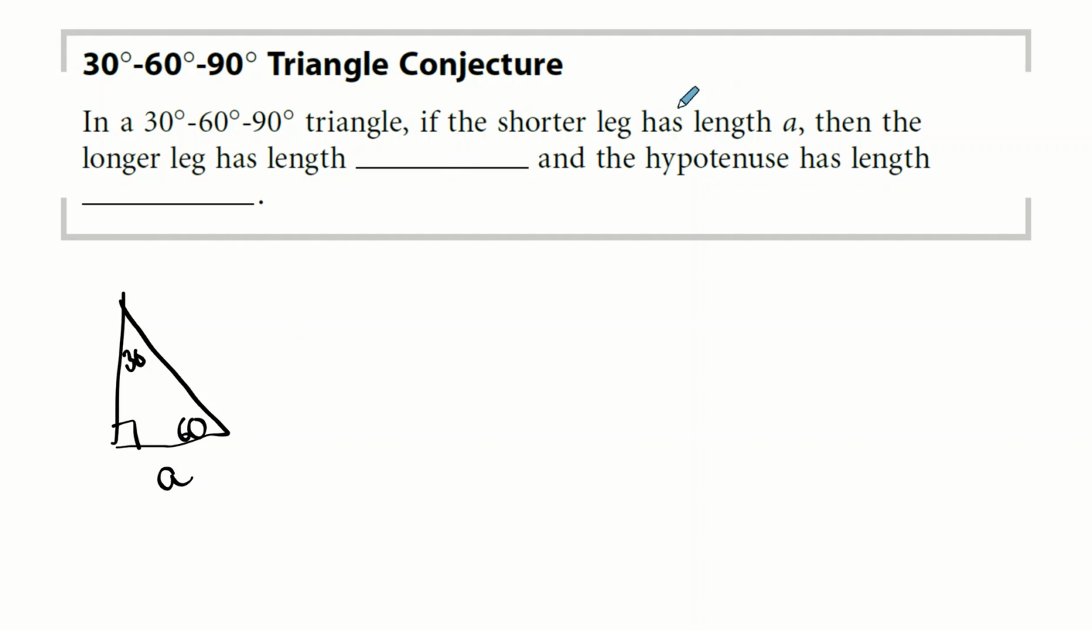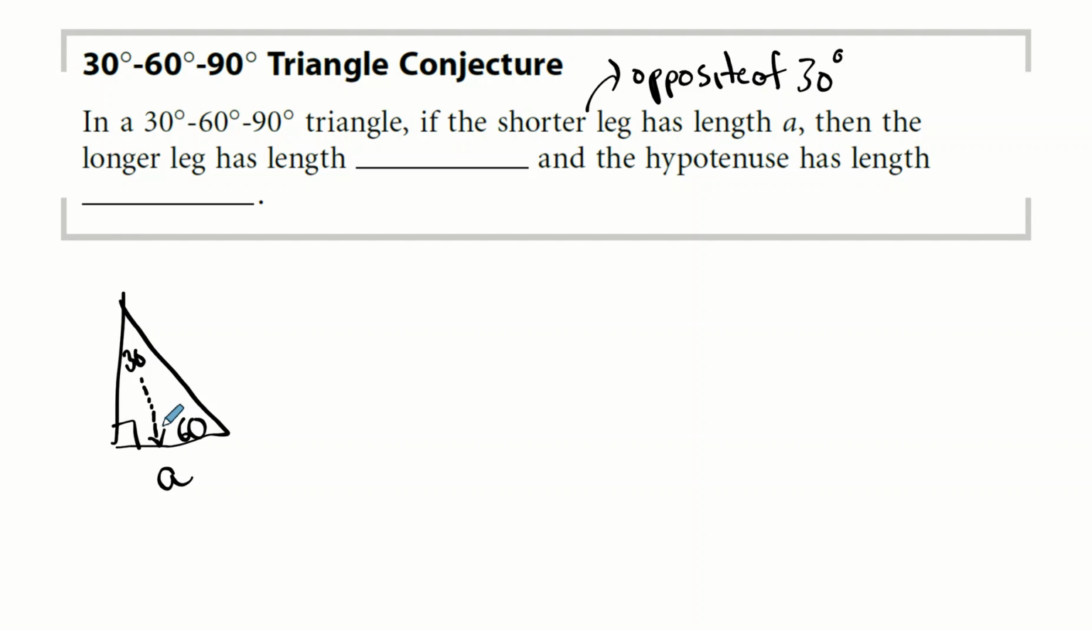Shorter length, let's make a note, the shorter length is opposite of the 30-degree angle. So here I filled it out already, opposite of the 30-degree angle. So opposite is right across. That's what it means by opposite, right across. So that has length A.